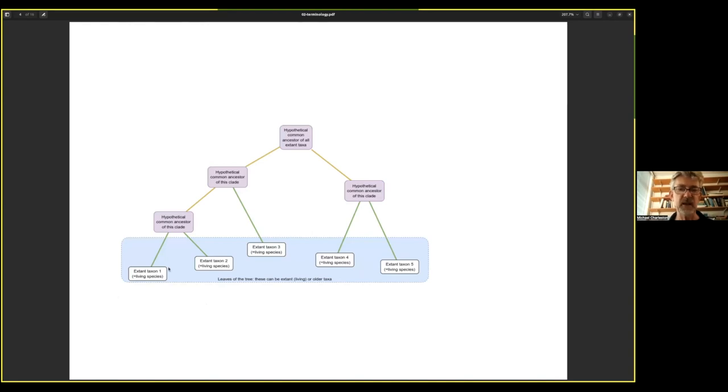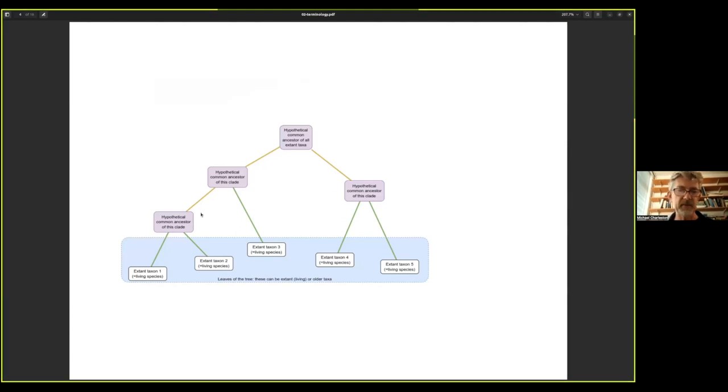So the leaves are the ones that occur at the outermost edge, if you like, or the bottom in this orientation of this tree. We also call them tips, and they generally correspond to living species because they're extant. We might have leaves in a tree or perhaps other nodes in the tree that correspond to fossils, but we won't be using those today.